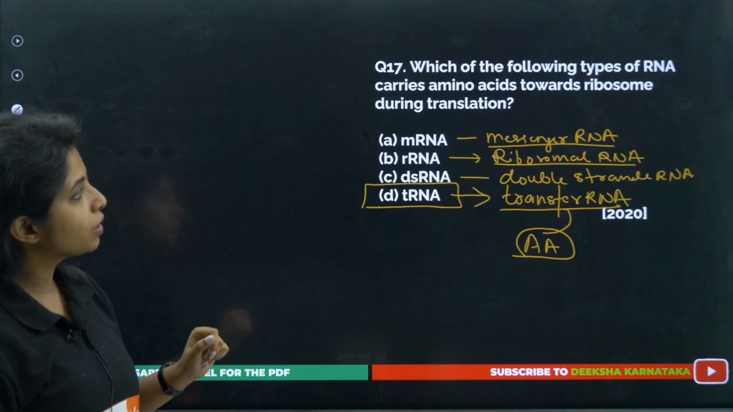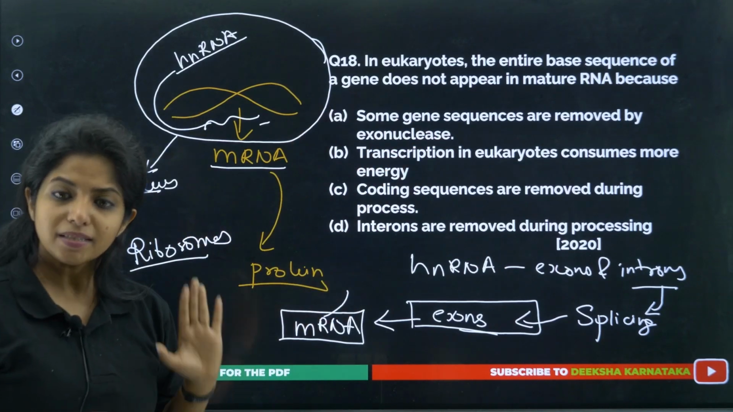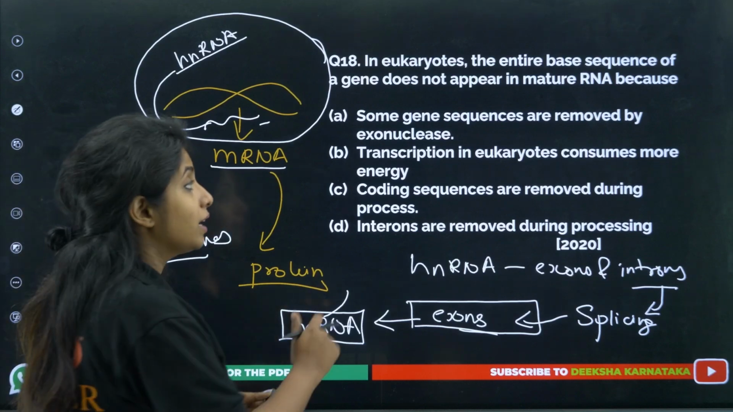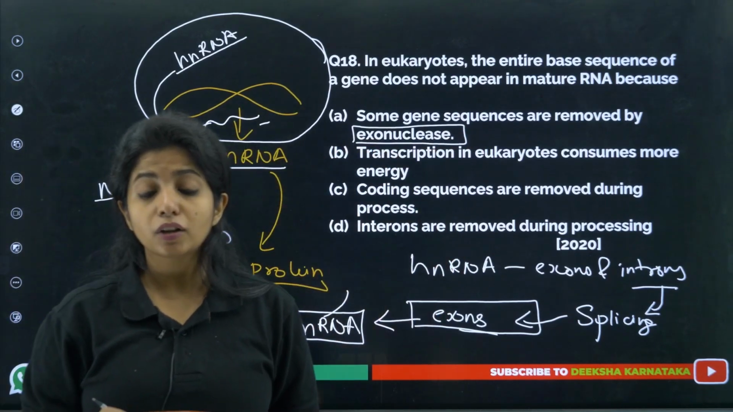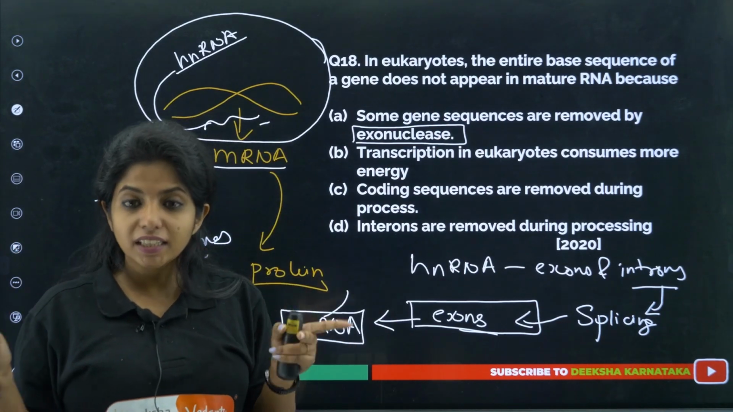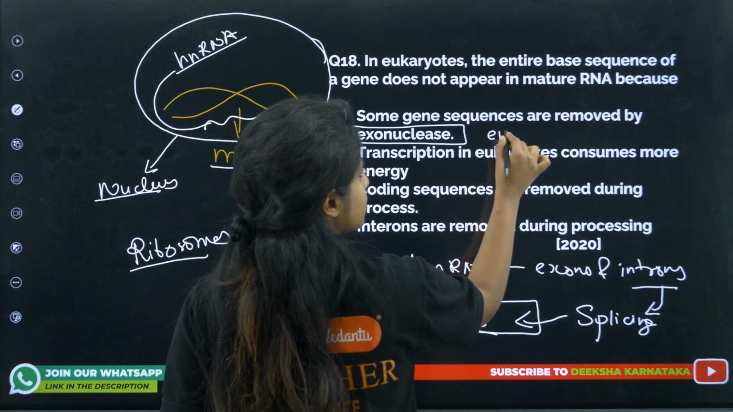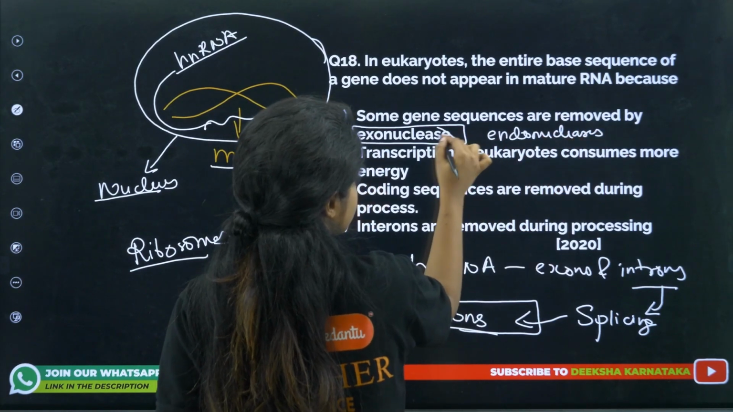Why, children? Because some gene sequences are removed by exonuclease. Some gene sequences are removed, I agree, but it is not by exonuclease. Now that means you should know what exonuclease is as well. Exonucleases are those which cut DNA at the ends. Here I am not cutting DNA at the ends, I am cutting from the middle region. So I need endonucleases, not exonucleases. This is wrong.